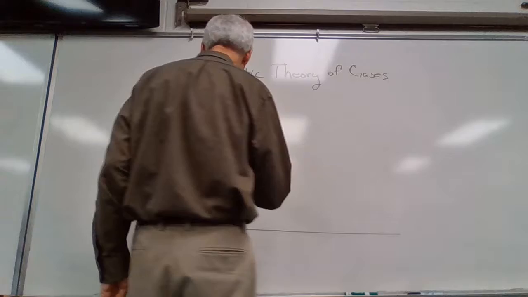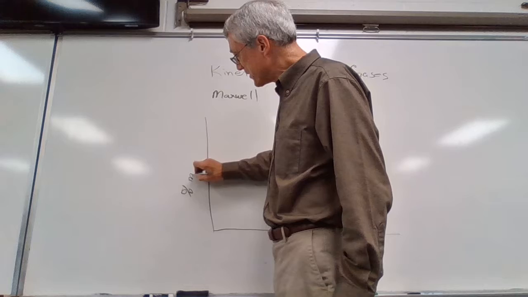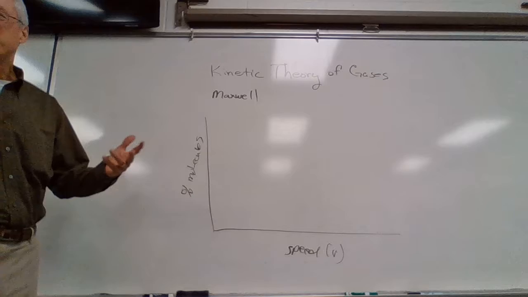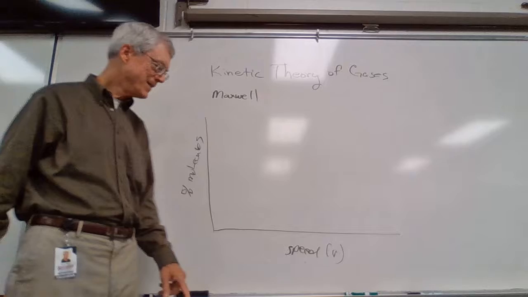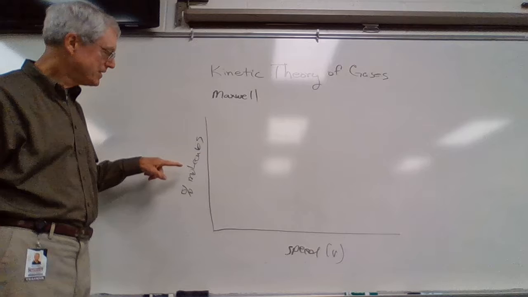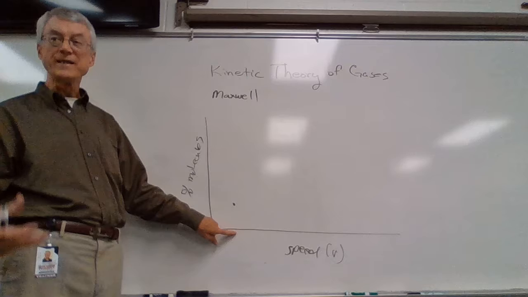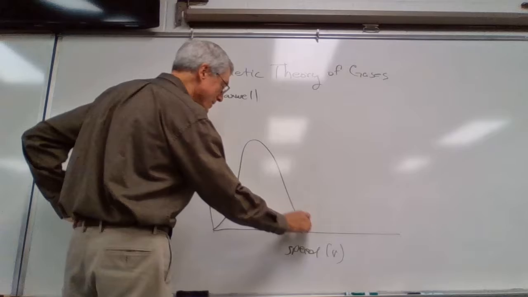He made a graph that over here is the percent of molecules in the particular gas. And down here is the speed, that's V, of the molecules. This is the speed of each molecule, and this is how many of them are at that speed, right? The y-axis is the percent of molecules that are at a given speed. For example, a point right here just means there's this percent of molecules going that speed. Okay, what he got was curves that are kind of like this.